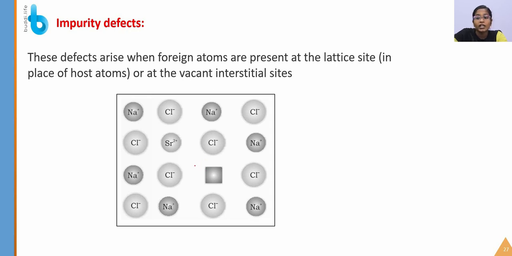So what will happen now, the electrical neutrality is being balanced, that is the valencies are balanced because the valency of strontium is 2+, because only two Na+ atoms are being vacant, right. So the electrical neutrality of the crystal lattice is being maintained, okay, is being balanced. But what is happening here, one position of Na+ is being left vacant, okay.